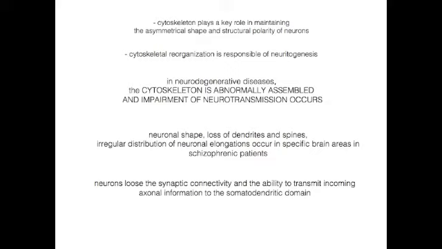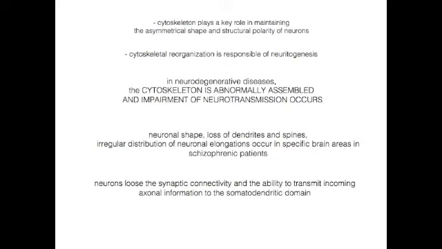The cytoskeleton plays a key role in maintaining the symmetrical shape and structural polarity of neurons. In neurodegenerative diseases, the cytoskeleton is abnormally assembled. Changes in neuronal shape, loss of dendrites and spines, as well as irregular distribution of neuronal elongations occur in specific brain areas of schizophrenic patients.